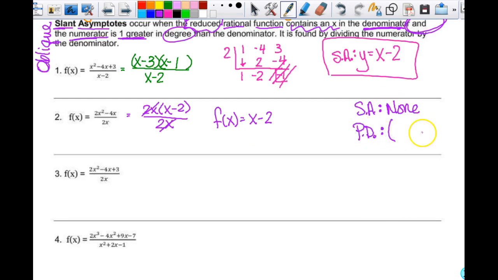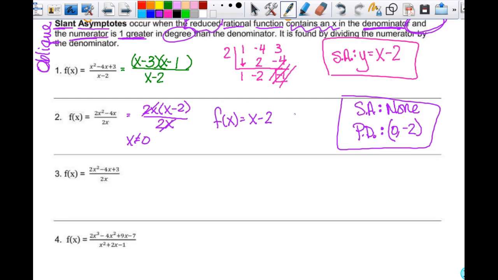What's the x value for that? You look back over here, right? Remember that x cannot equal 0. So it's at (0, -2). Why is there none? Because once I get here, this is my reduced form, right? There is no x in the denominator. So the numerator is 1 higher in degree, because the numerator would be degree 1, the denominator would be degree 0, but degree 0 we don't count, okay? So there's just none here.